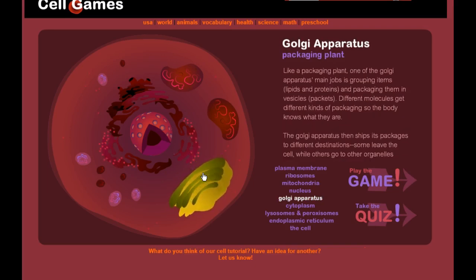The Golgi apparatus, and this is like a packaging plant. One of the Golgi apparatus's main jobs is grouping items like lipids and proteins and packaging them into vesicles or packets. Different molecules get different kinds of packaging so the body knows what they are. The Golgi apparatus then ships its packages to different destinations. Some leave the cell while others go to other cells or other organelles.